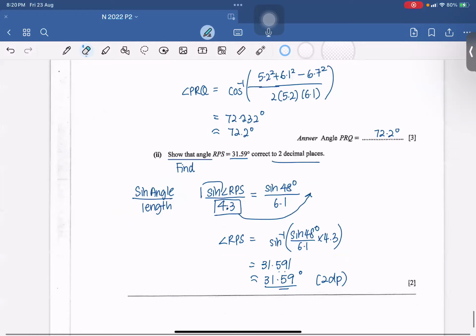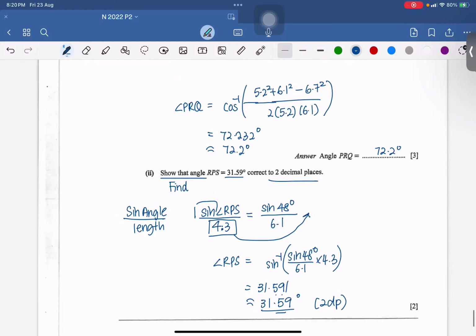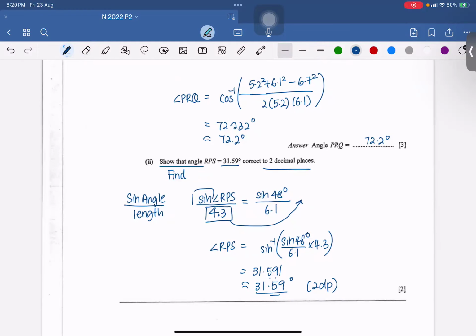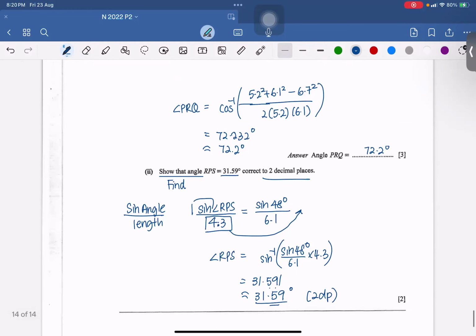I think in general, most of you are still okay with sine rule and cosine rule. It's only when the question involves bearing that you start to be a bit more unsure. But actually, all the sine rule and cosine rule questions are pretty much the same, even if it has a little bearing in it. Now I'm not going to waste too much time. I'm going to move on to the next question. If you need me to explain something again, let me know.